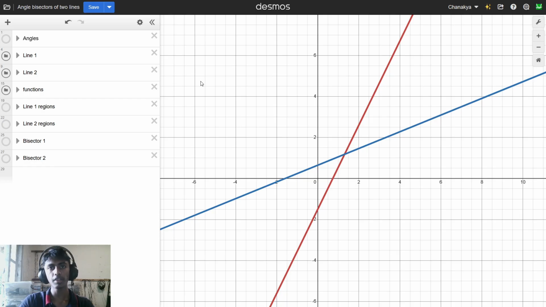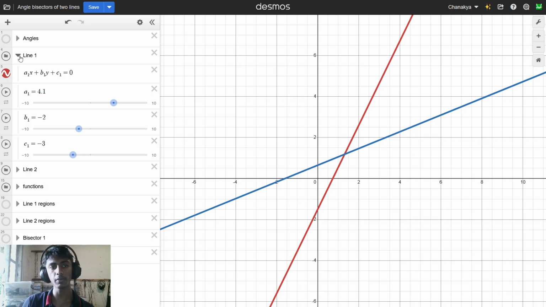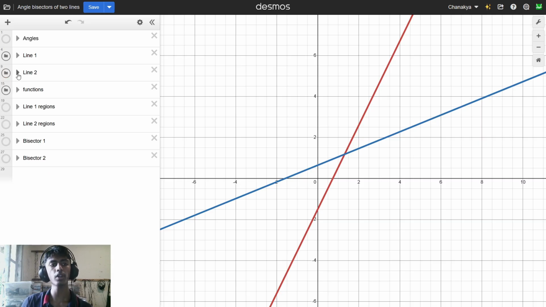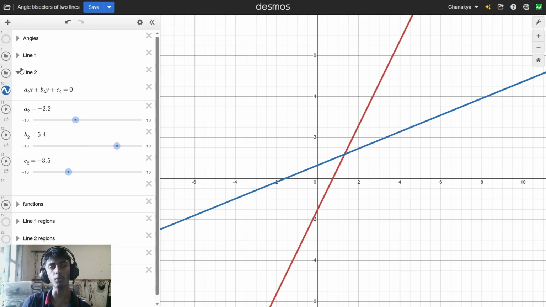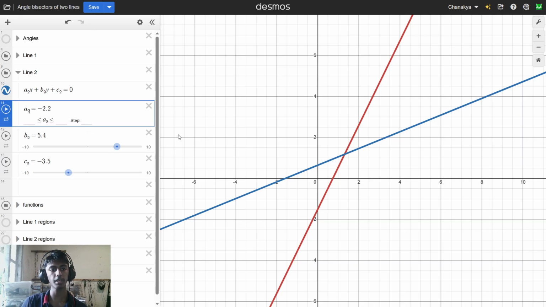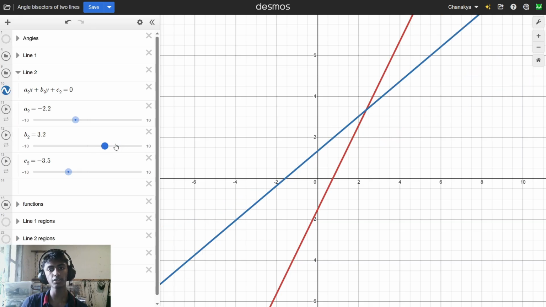For this purpose, I've created yet another Desmos file. Here it is available in the description down below. In this file, we have two lines, the red line and the blue line. The red line is line 1, its controls are available in this folder here. The blue line is line 2, its controls are available in this folder over here. You can mess around with them, change their values and see what happens.